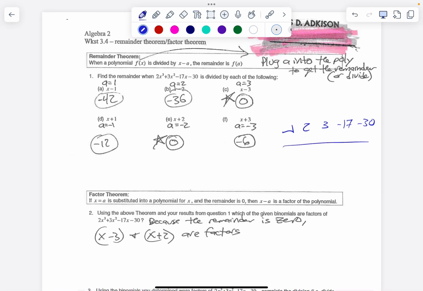X minus 3, what's the 0? Positive 3. Okay, please go divide this. You have 20 seconds.